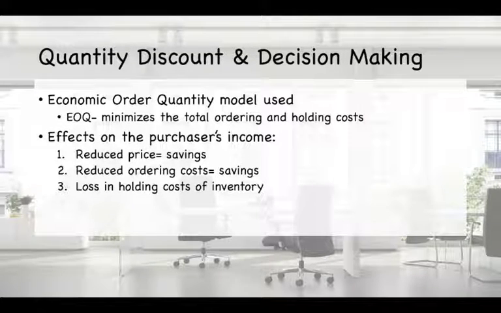Quantity discount in decision making. Typically, the quantity discount model uses the economic order quantity model to find out what quantity minimizes the total ordering and holding costs. EOQ, as it's dubbed, has three main effects on the purchaser's income. The first is reduced price in goods. Think back to our t-shirt or restaurant example from the previous slide. The more t-shirts or forks purchased, the cheaper they got on a per unit basis. This results in savings for the business or the consumer.